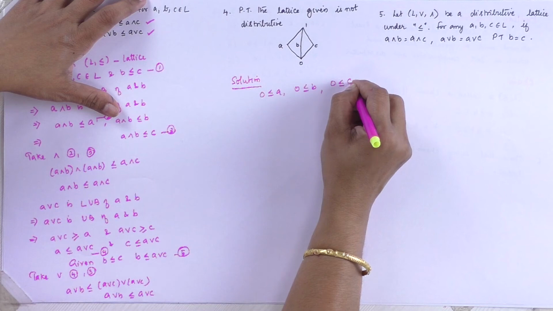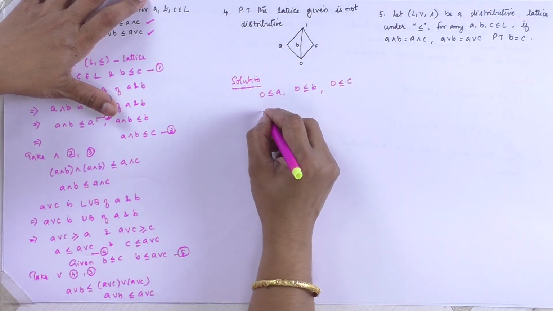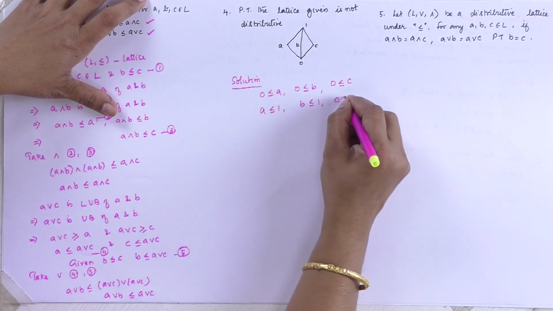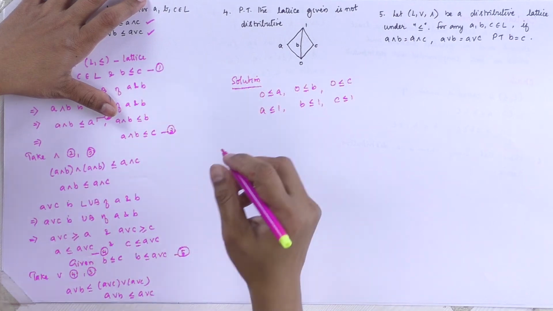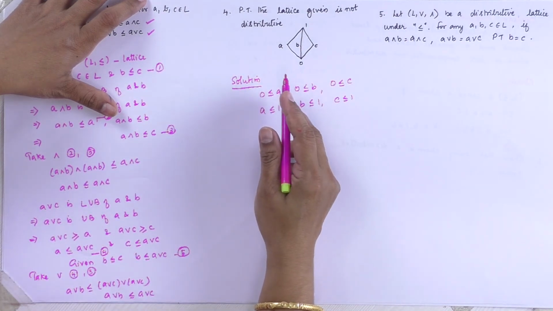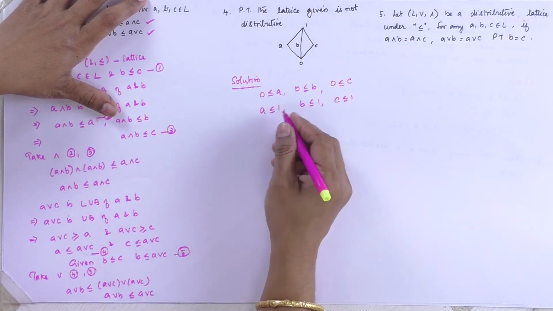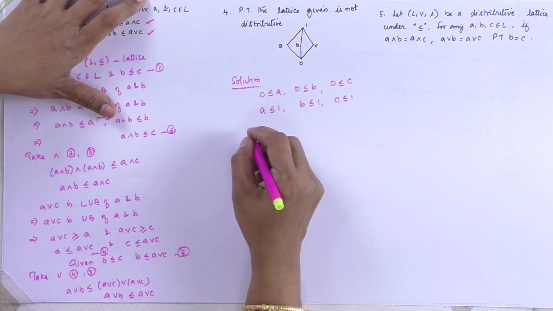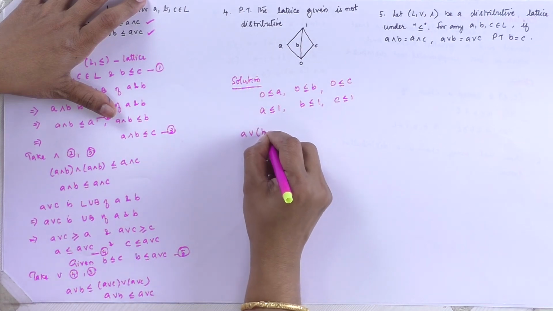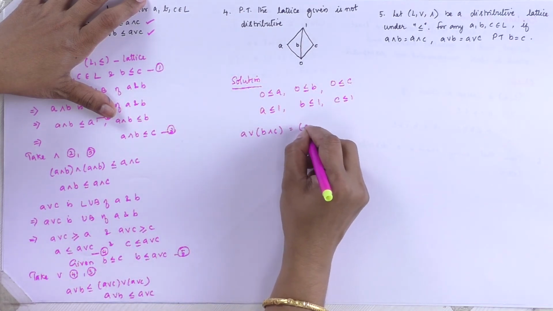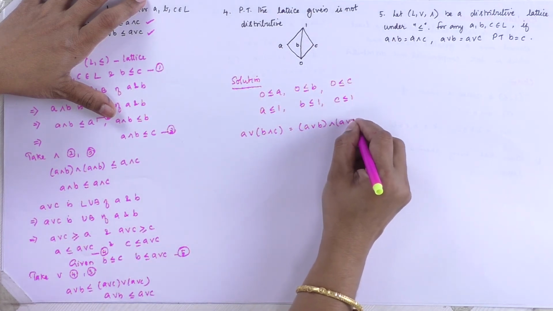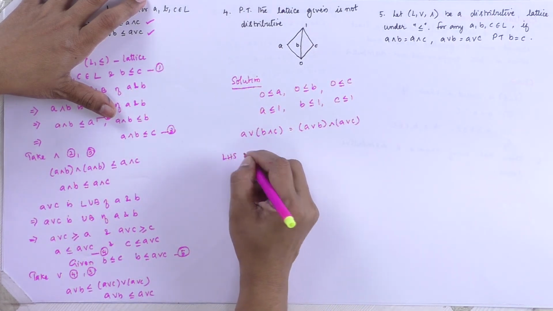0 is related to C. And again A is related to 1, B is related to 1, C is related to 1. But then A, B, they are not related, right. A, B not related, B, C not related, A, C not related. So now take distributive lattice A or B and C is A or B and A or C. Take the left hand side, right.